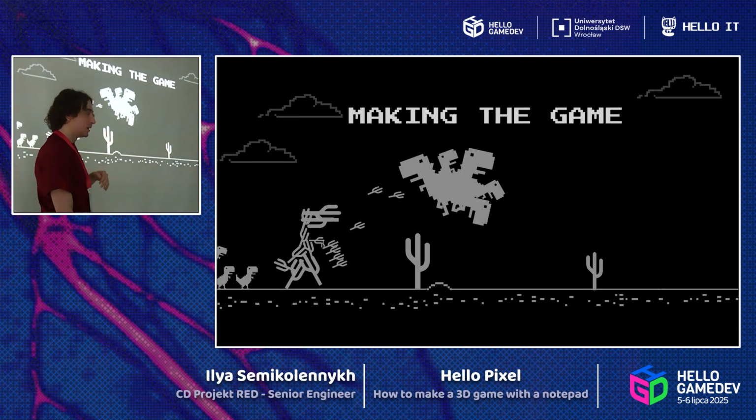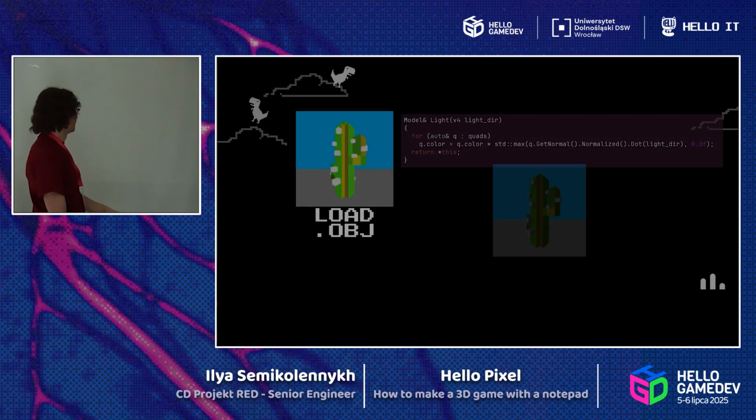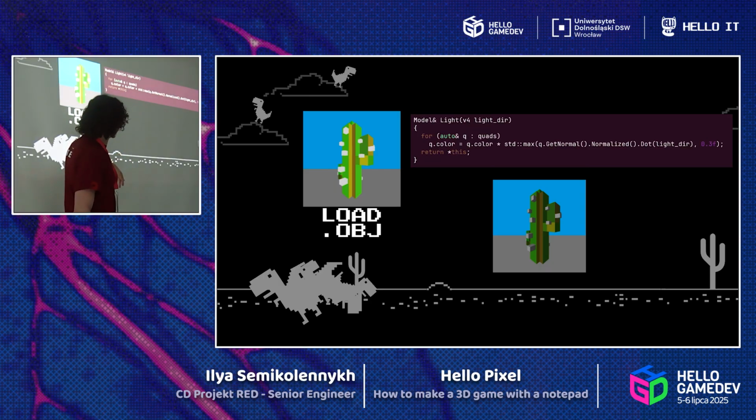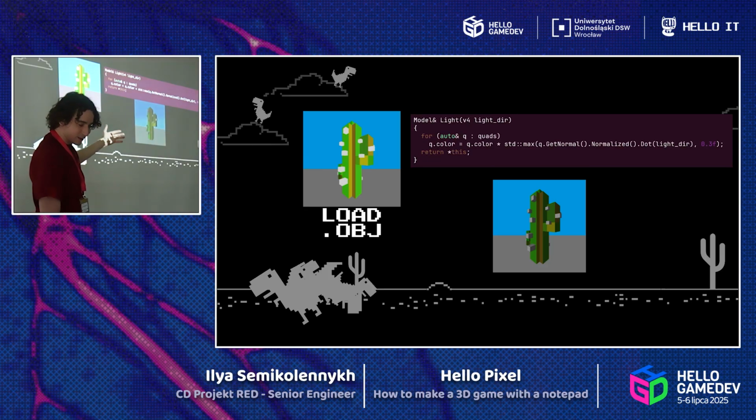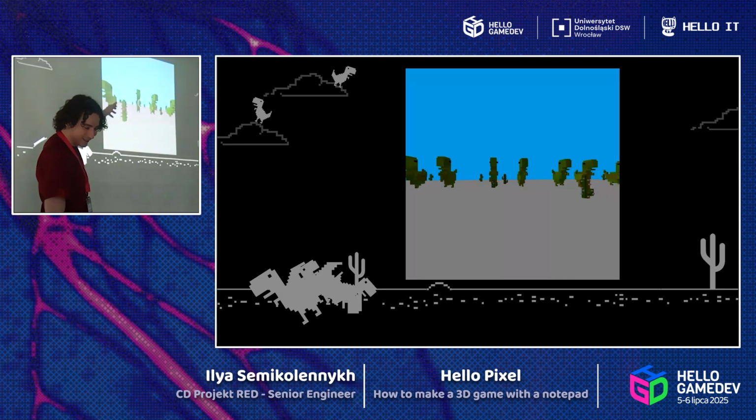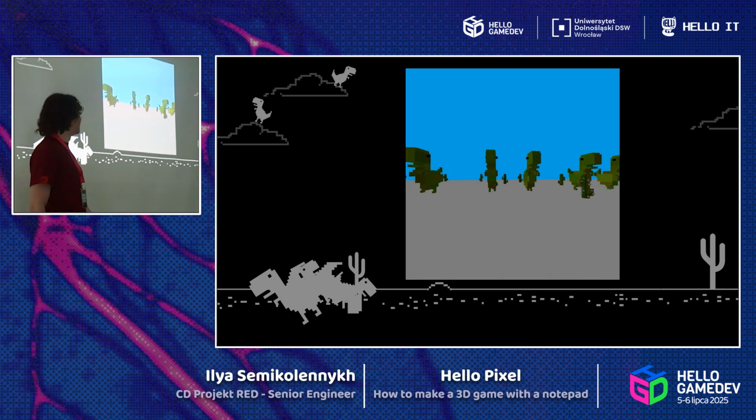Now, the boring part is behind us. Let's make the game. Draw some cactus in Blender, put it into Obj, import it to the engine we just wrote, calculate normals, calculate the dot product to light, add lighting to it. Here's our lit cactus. Let's put a dinosaur into it. Here it is. Let's make them march and dance.